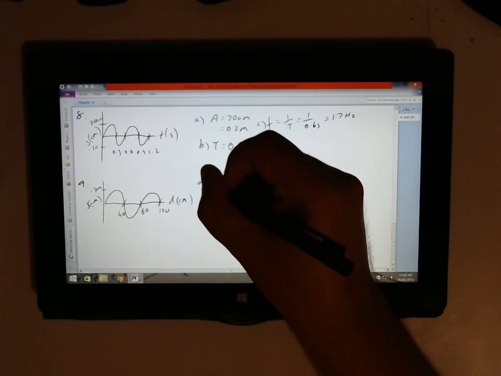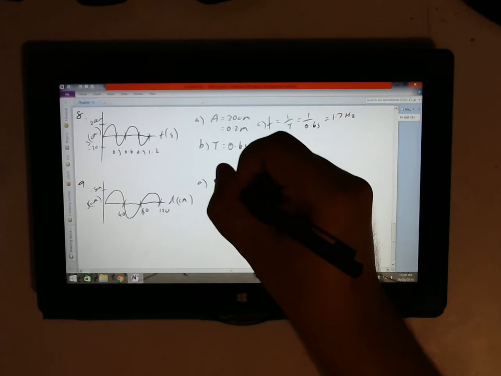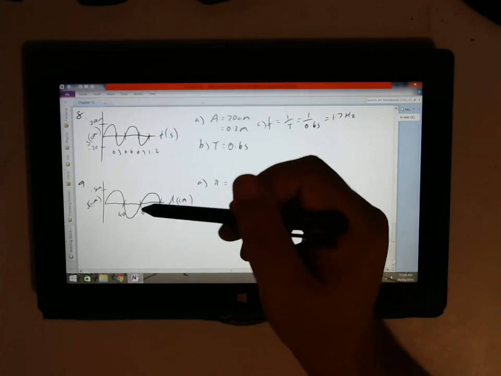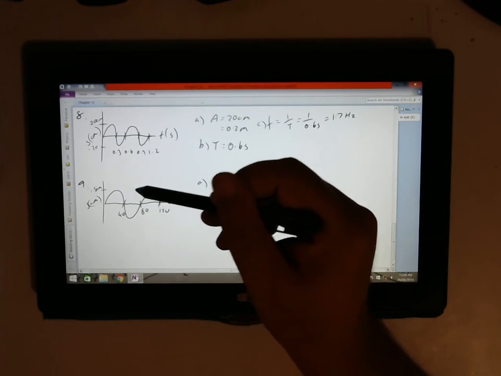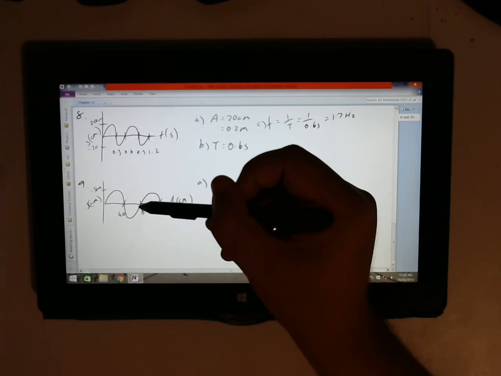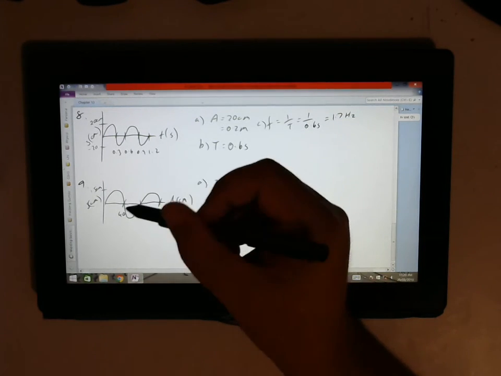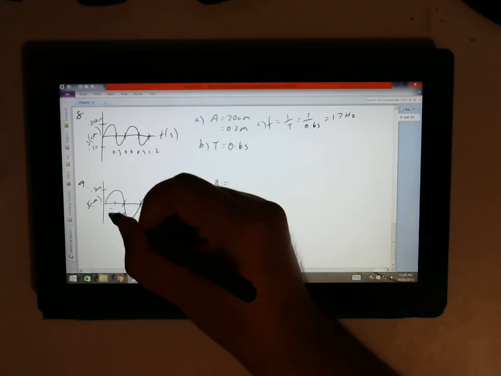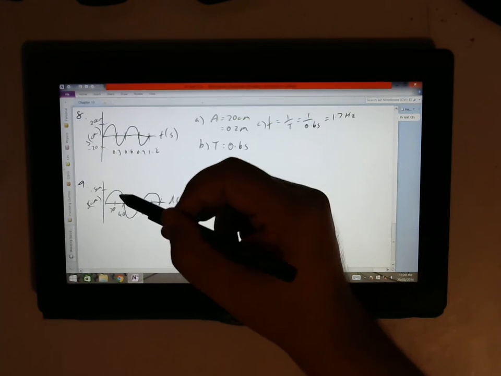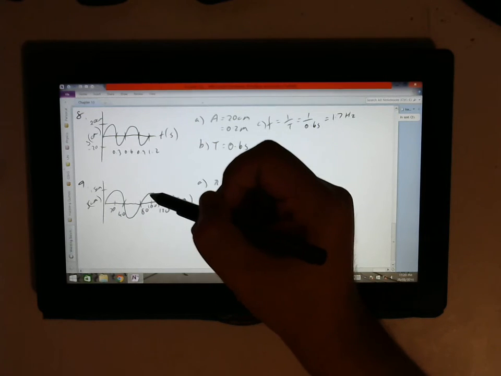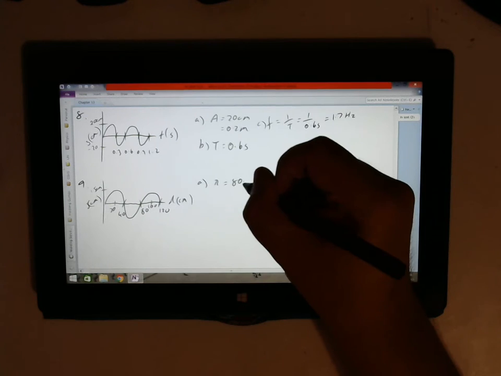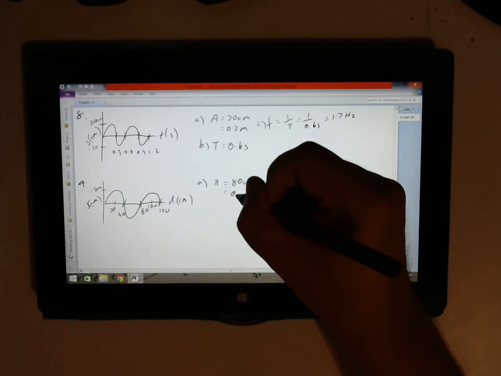Okay, so part A, what is the wavelength? Wavelength is the distance from the start to the first repetition, or from peak to peak. If we start here at 0, we see it is 80 centimetres by the time it gets back. If we look at the graph, 20 and 100 match up to the two crests, crest to crest, and the difference is 80 centimetres again. So 80 centimetres or 0.8 metres.